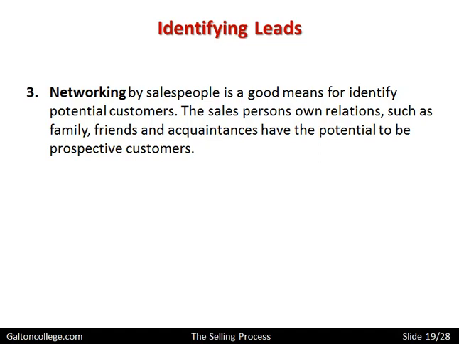Networking by salespeople is a good means for identifying potential customers. The salesperson's own relations, such as family, friends and acquaintances, have the potential to become prospective customers. Networking can go much wider, of course. The salesperson's friends will have friends, and they will have friends. So we can imagine this network getting wider and wider. And, of course, sending a message through the network that the product is good value, it's got certain qualities, and the company's about to have a promotion on the product and so on. It's sending the word around the network, and that can generate sales.